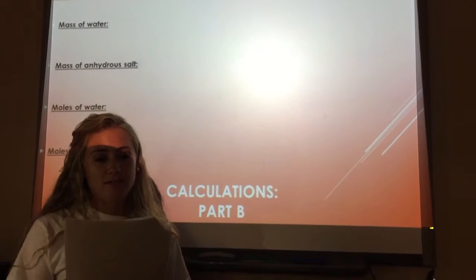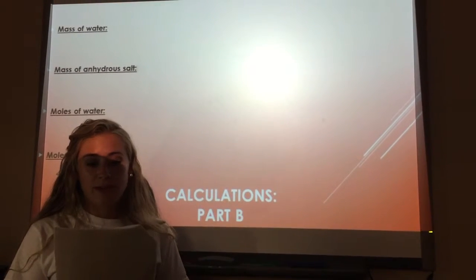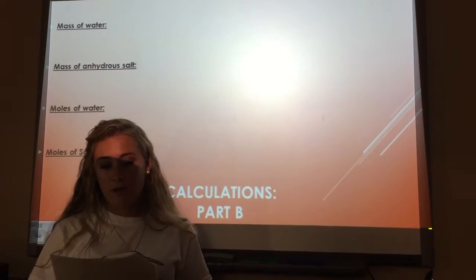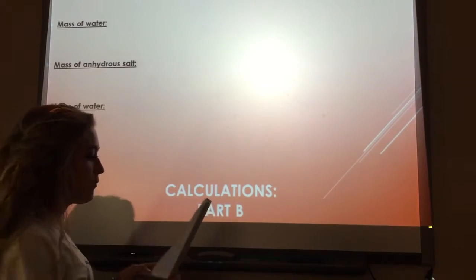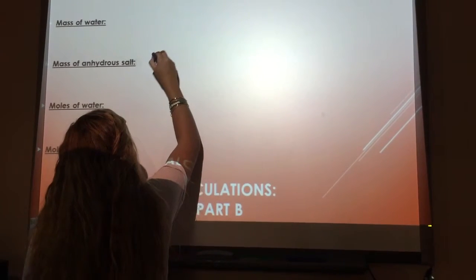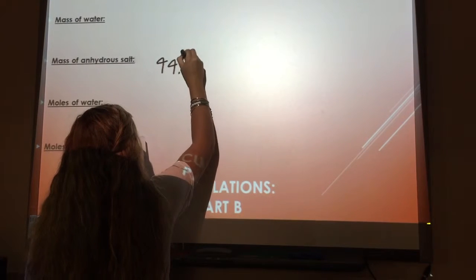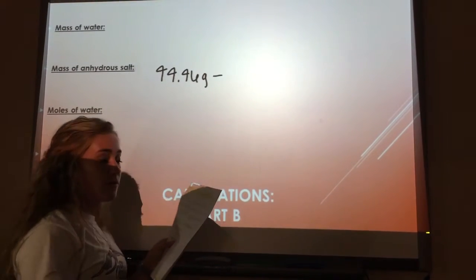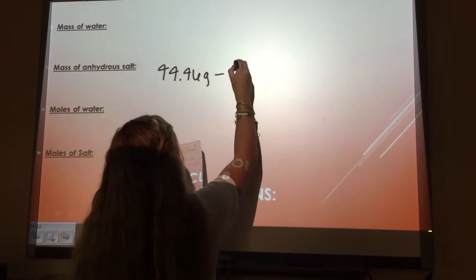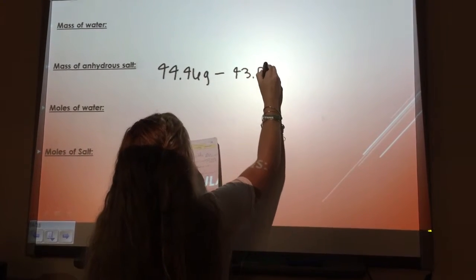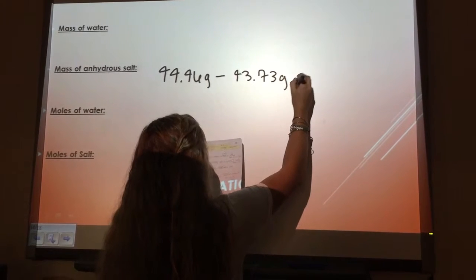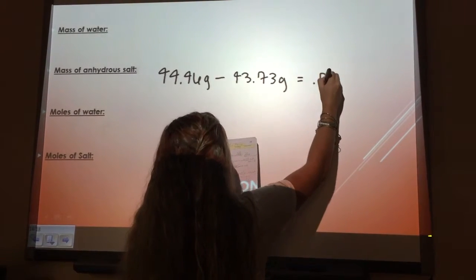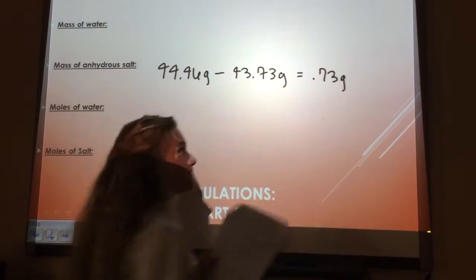Next, we had to find the mass of our anhydrous salt. We took the mass of the crucible with the salt after last heating, which was 44.46 grams. And we subtracted it with the mass of our crucible, which was 43.73 grams, which means that our salt weighed 0.73 grams.